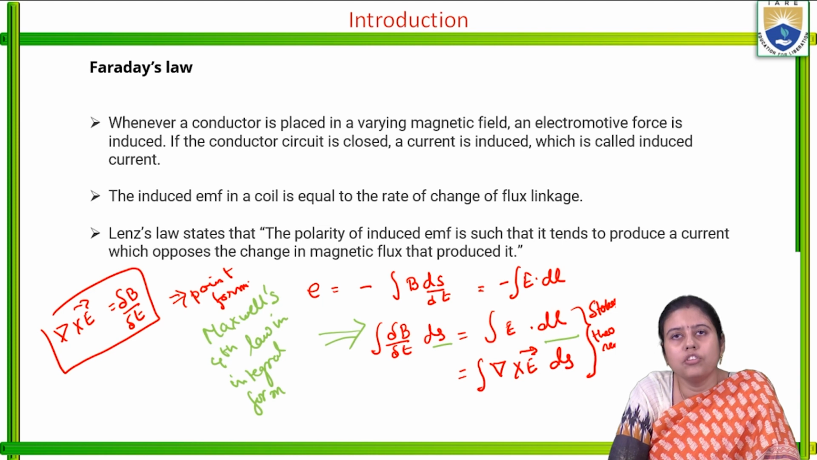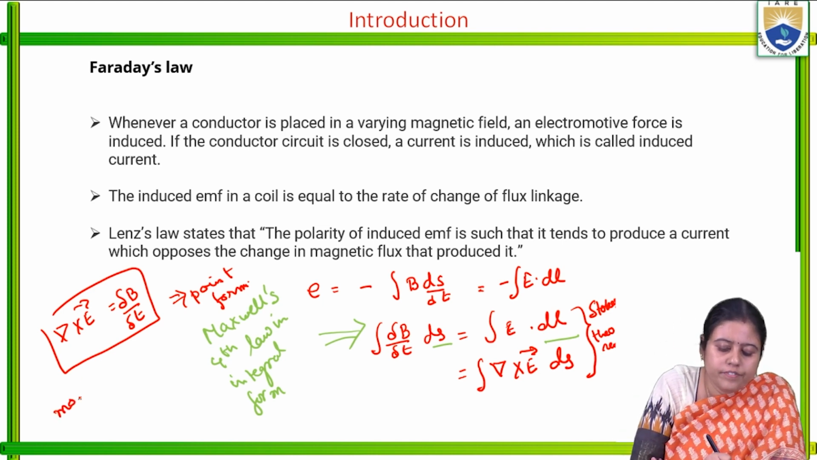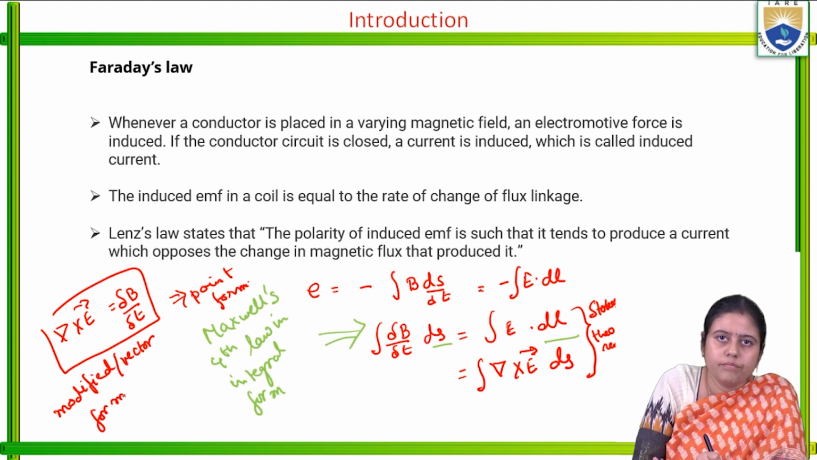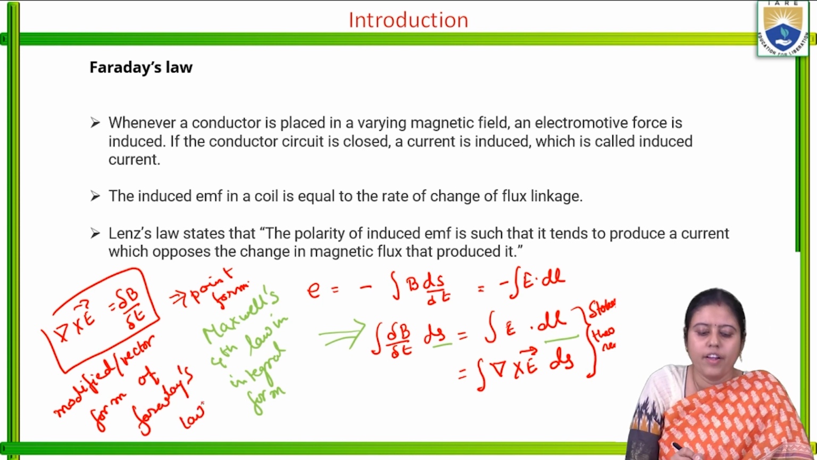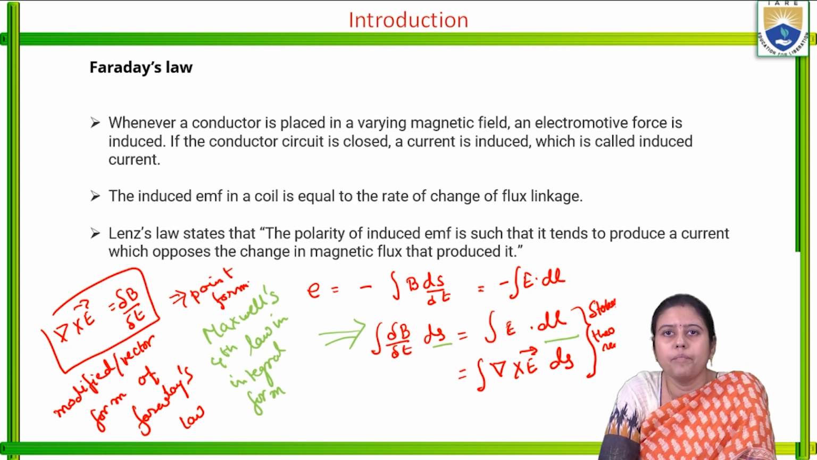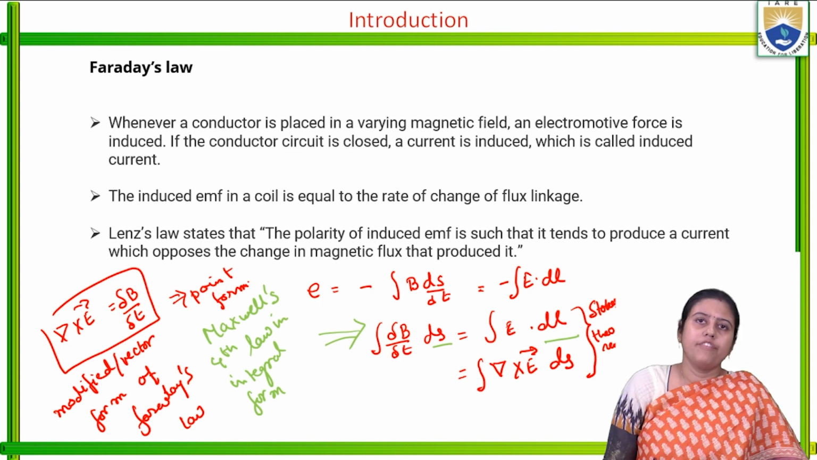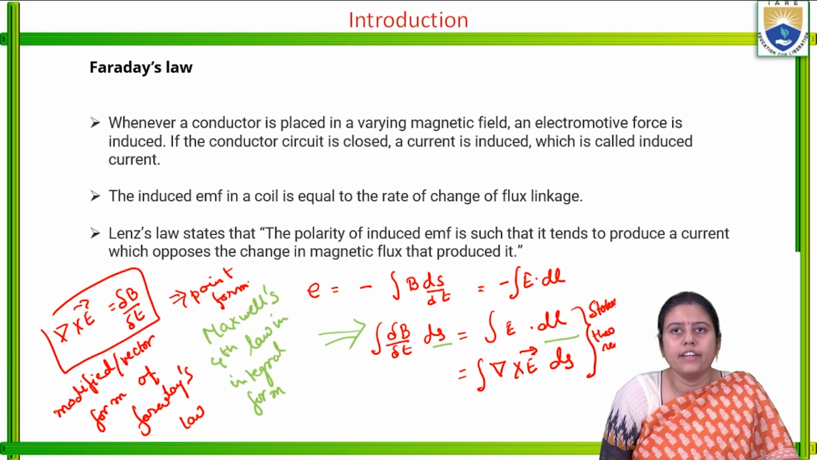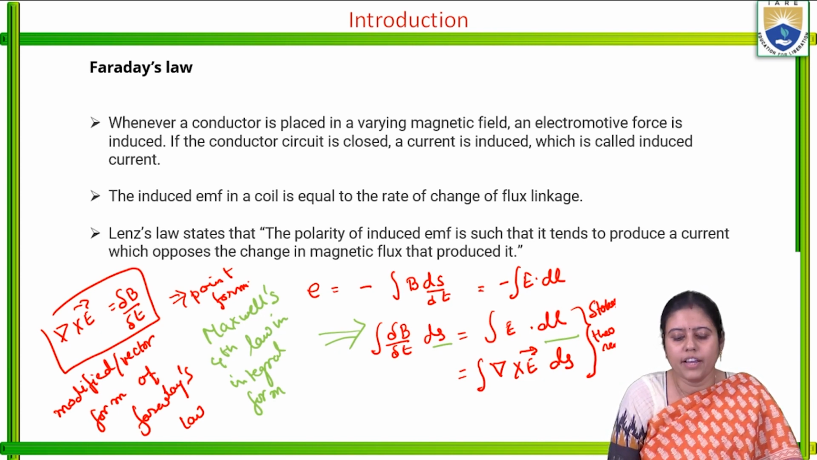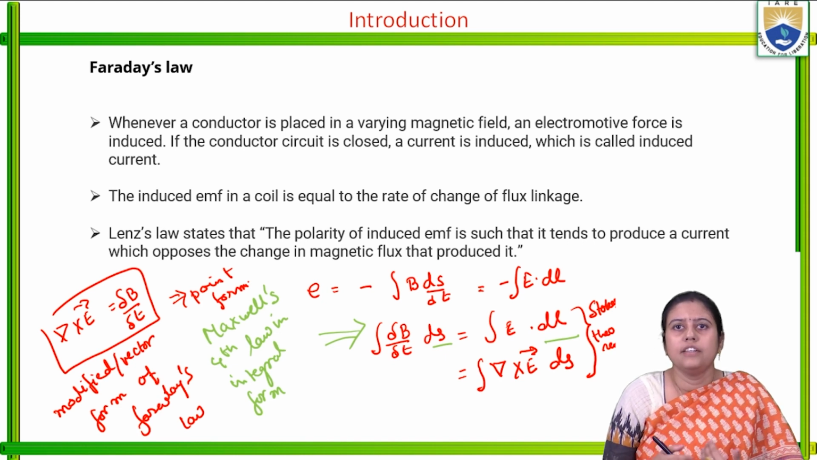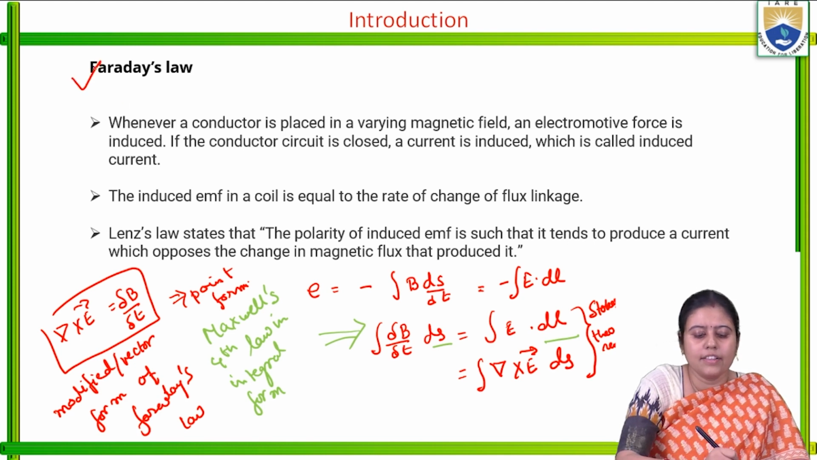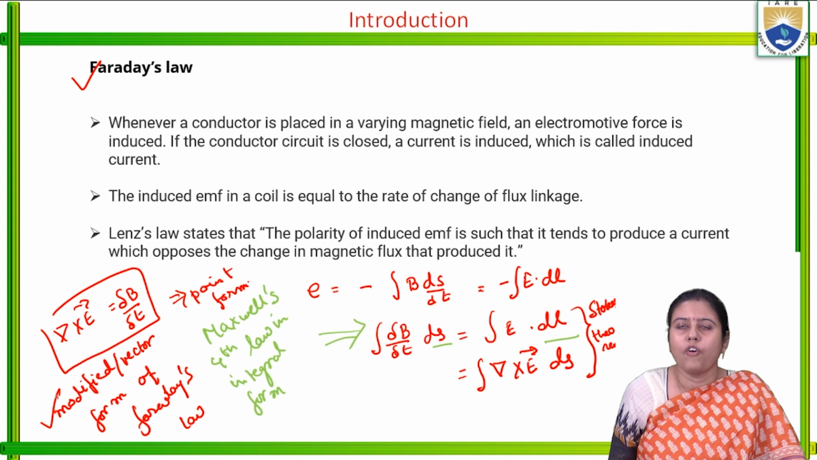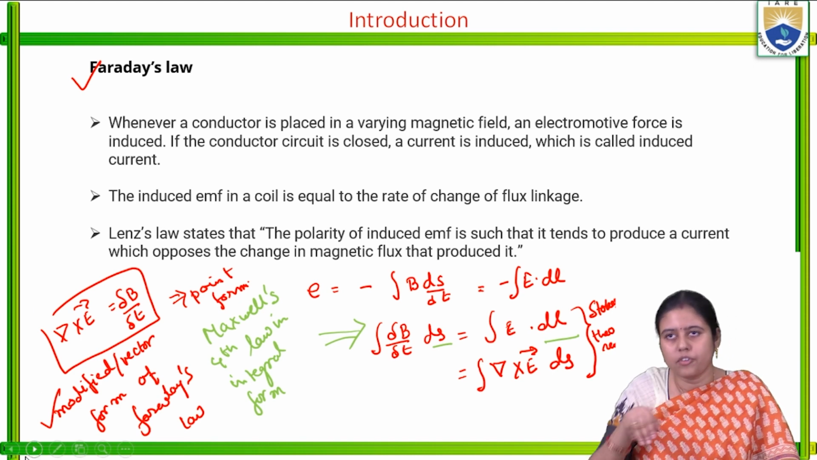And this equation is also known as the modified or vector form of Faraday's law. Grad cross E is equal to minus del B by del t is known as the modified or vector form of Faraday's law. So today's total discussion is based on two equations, Faraday's law and Faraday's law in the vector form. We will solve some important problems on this.